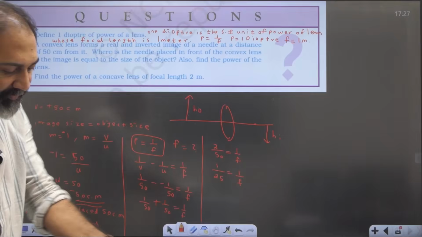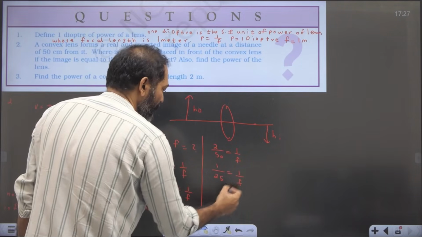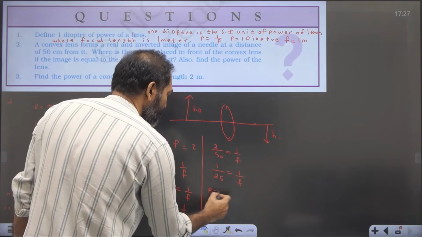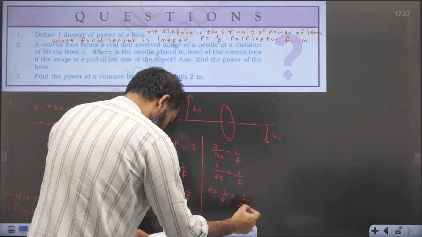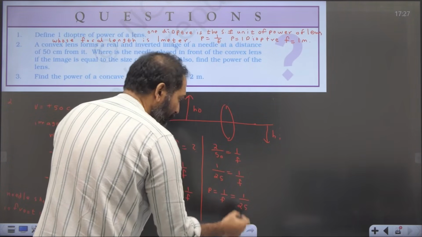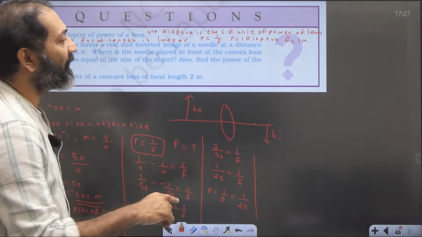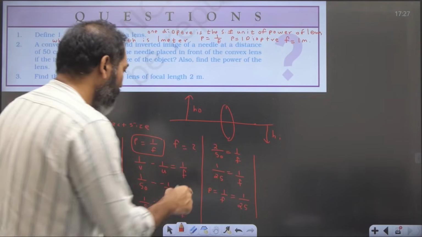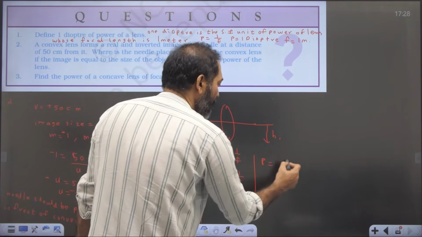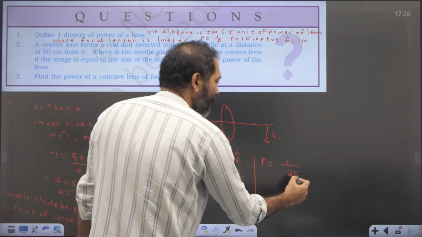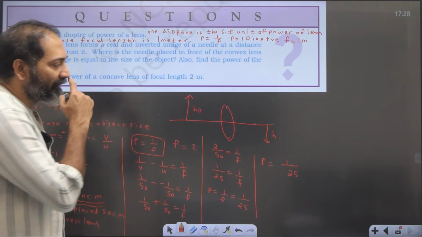1 by 25 is equal to 1 by F. So what is power? Power is equal to 1 by F, that is equal to 1 by 25. Now if you solve 1 by 25, power is 1 by 25, but power should be in diopter. Diopter means this should be in meter. So power is equal to 1 by 0.25. Why are we writing 0.25? Because 25 centimeter has to be converted to meter.